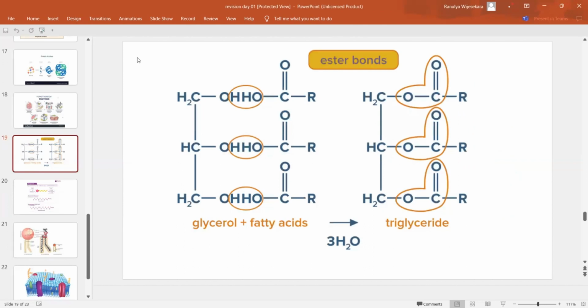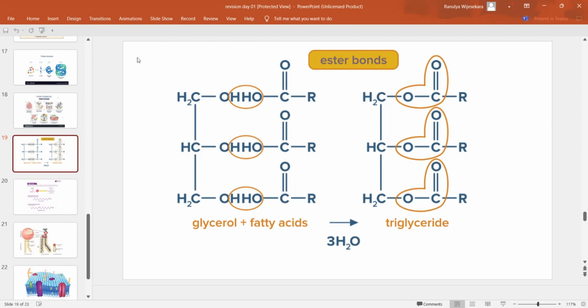Next one, lipids. Next we are going to learn about lipids. Lipids are a diverse group of hydrophobic molecules. Hydrophobic means they don't dissolve in water. They are large biological molecules, but they are not polymers or macromolecules. Macromolecules should be made up of a large number of monomers. Lipids are not polymers, so they are not considered polymers or macromolecules. They are just large biological molecules, and they are hydrophobic.